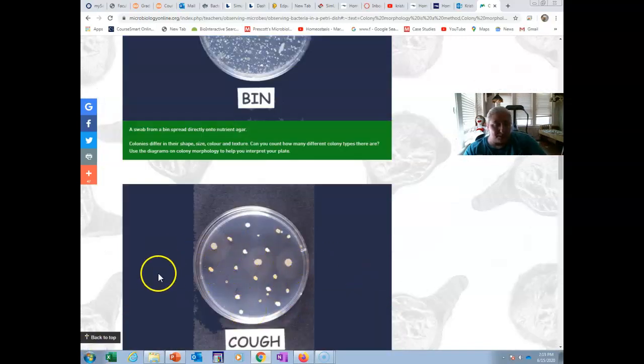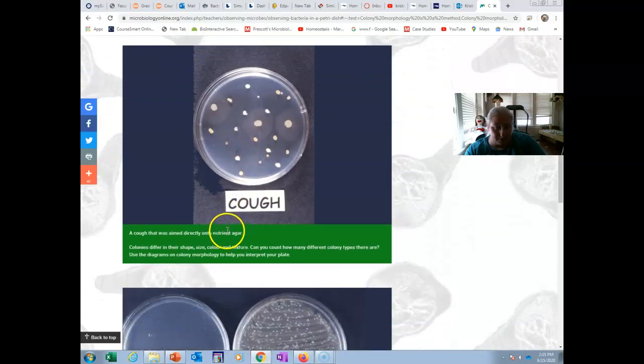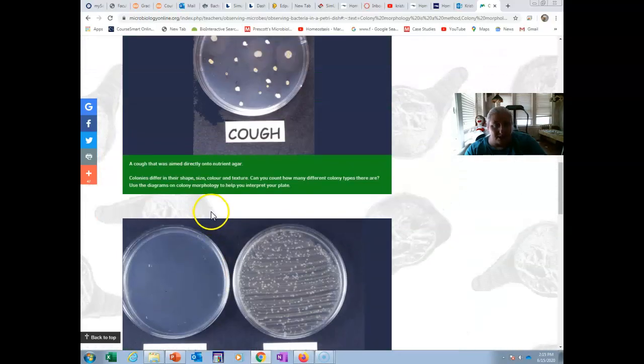If you look at this plate here, this is where somebody coughed on a Petri plate, and you can see on this one you have these very bumpy edges. I thought I saw one that had the curled edges, but maybe I didn't. You see a bump here, an umbonate, where there's a bump in the middle. You have yellow, you have very tiny, you have very large colonies, you have white colonies. So there are lots of different types of colonies on here that you can see. And you can look at other examples as well.